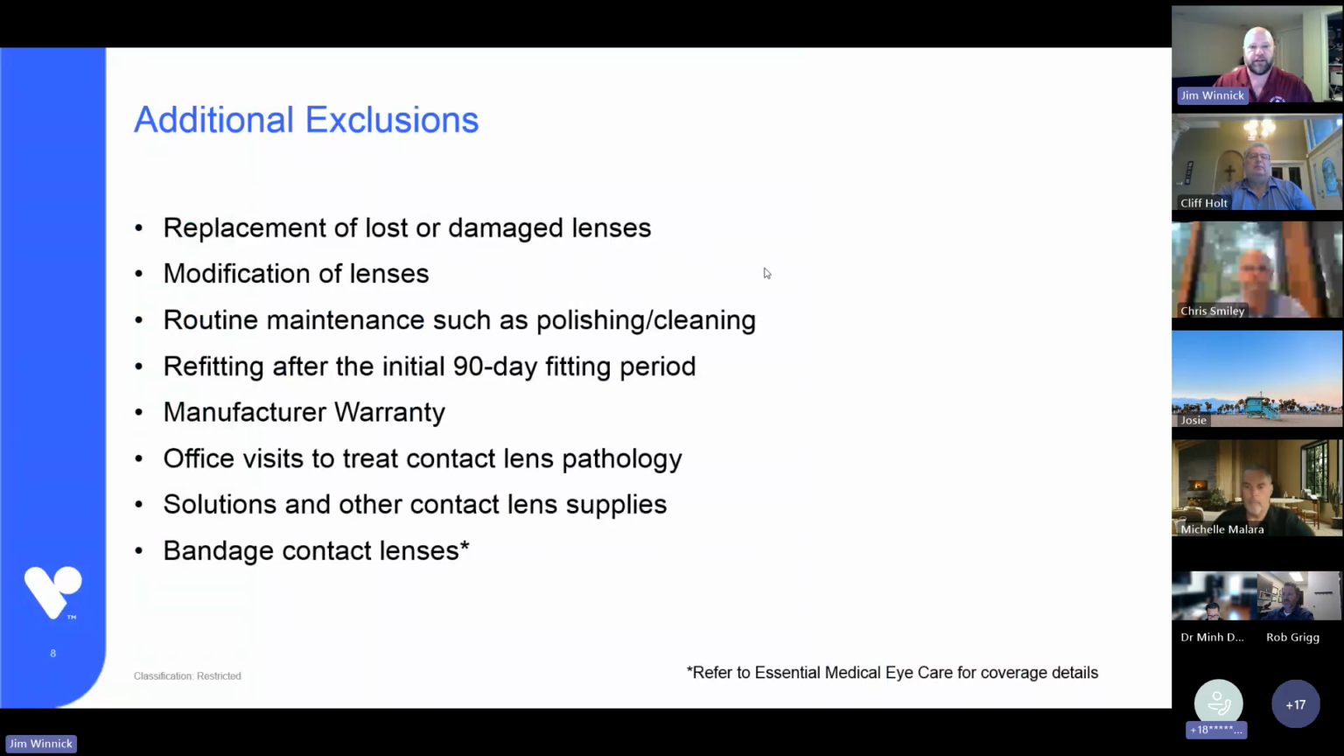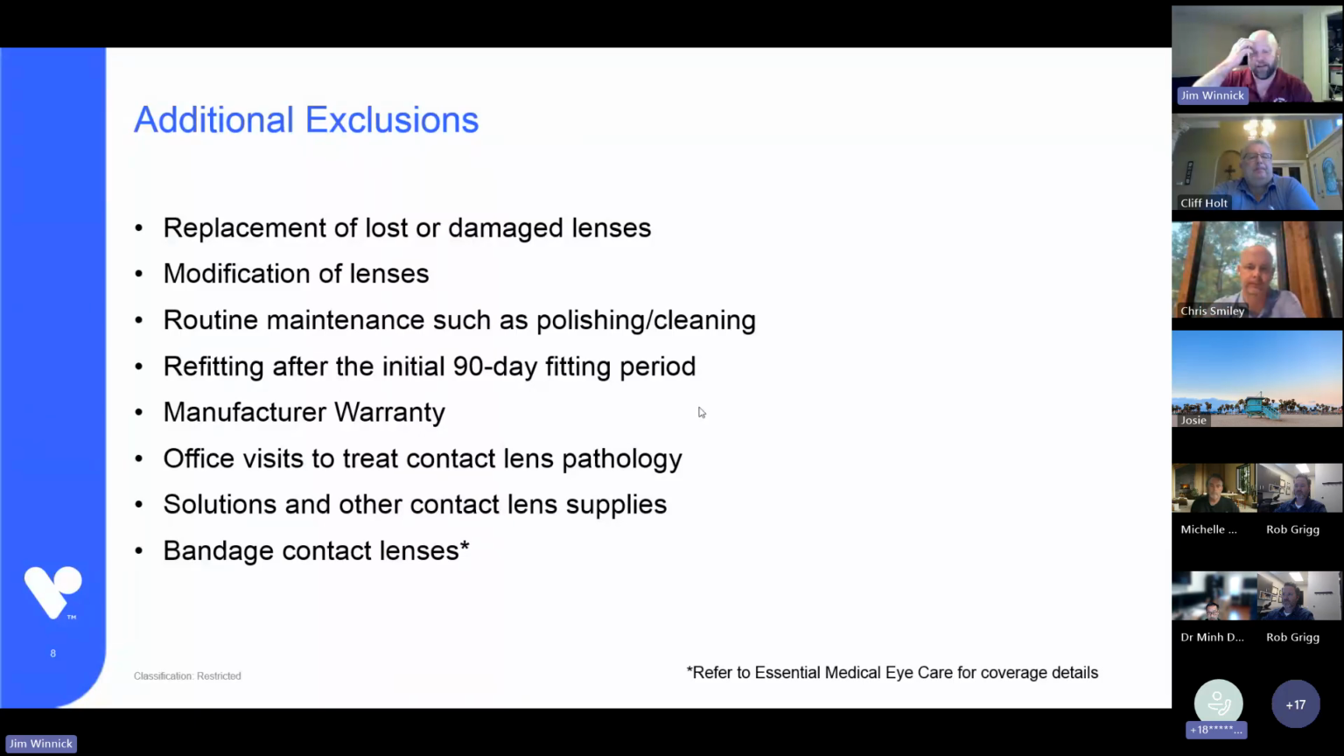Additional exclusions, things that we'll have in our offices, especially if we're doing a lot of contact lens fits: basically in-office contracts or warranties, service warranties for damaged lenses, etc. Modification of gas perm lenses or sclerals, routine maintenance, and any refitting after the 90 days is technically a private party transaction. Also manufacturer's warranties, and office visits for pathology, which should go to medical, whether it's billable medical or essential medical eye care.